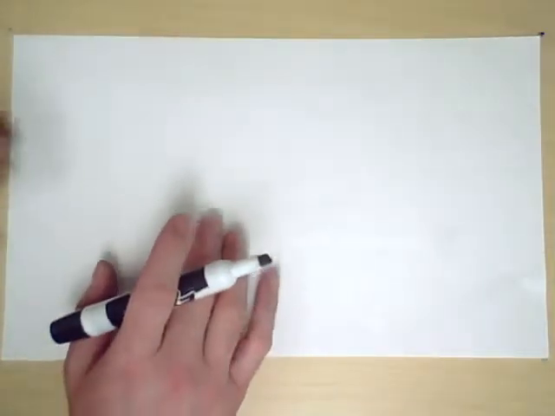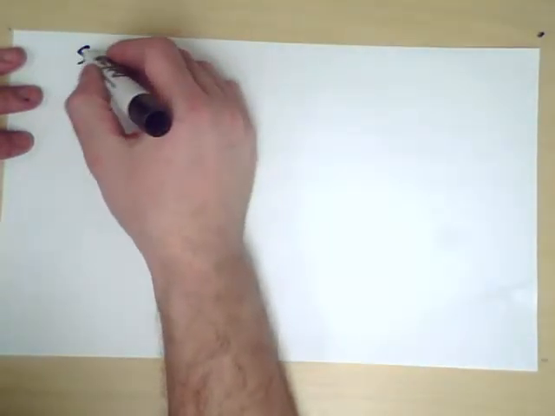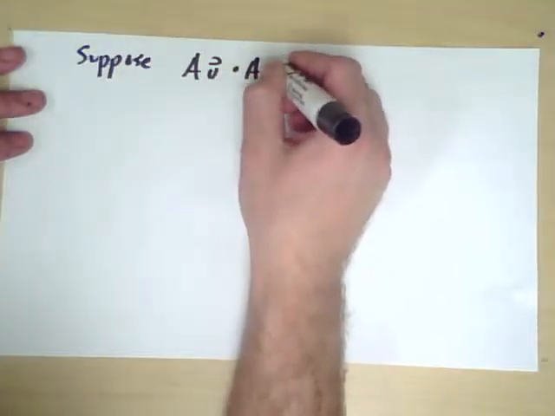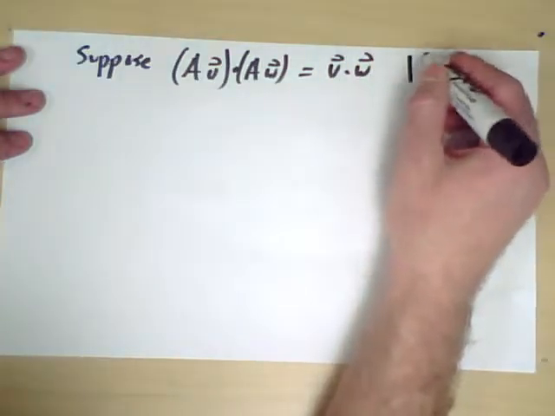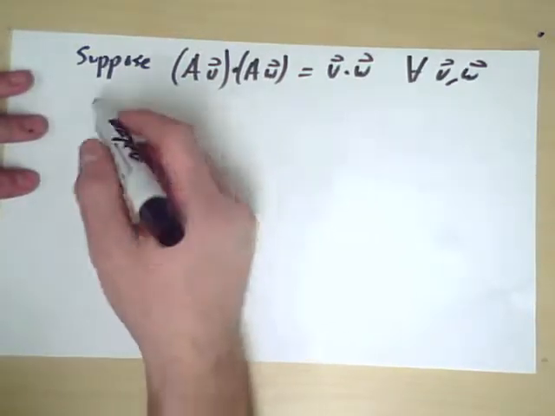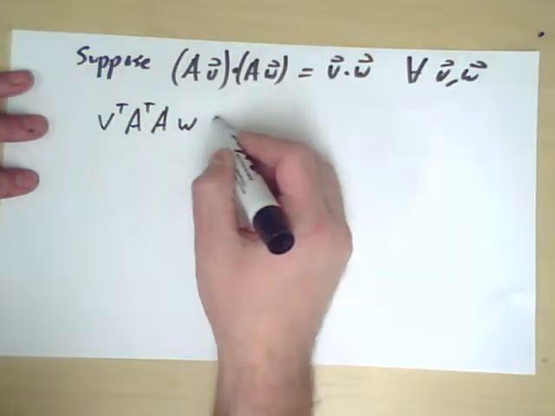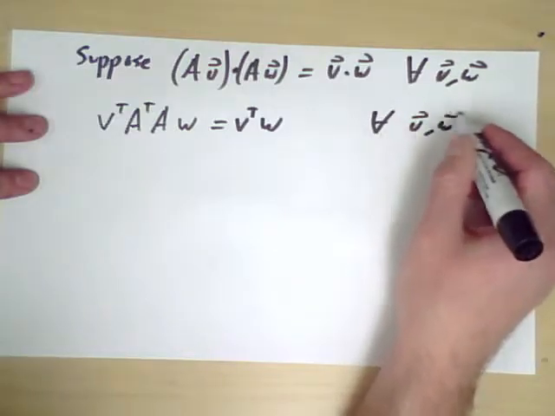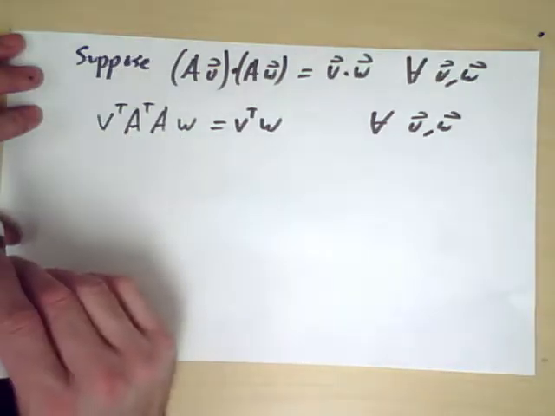So let's find those isomorphisms that preserve the dot product and therefore that preserve geometry. Suppose that AV dot AW equals V dot W for all V and W. Using our transpose matrix product form, we can write this as V transpose A transpose A W equals V transpose W for all V and W. Now this is particularly interesting because this is a condition on the matrix A.